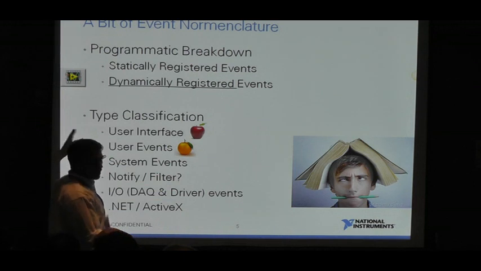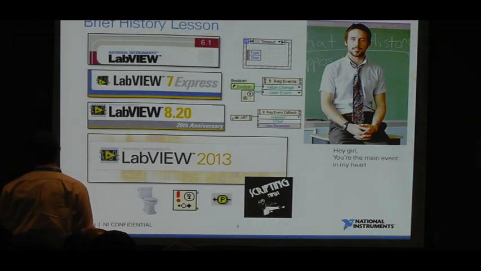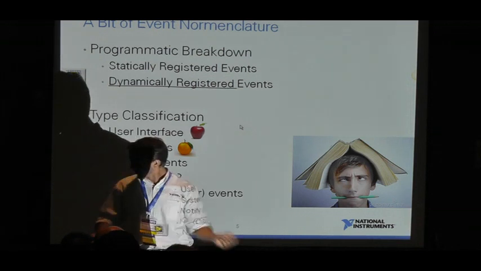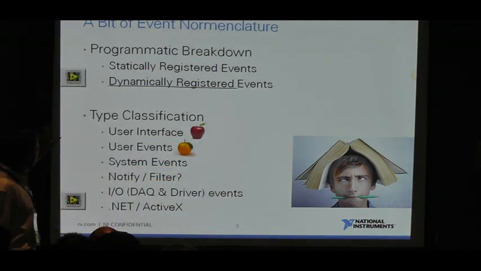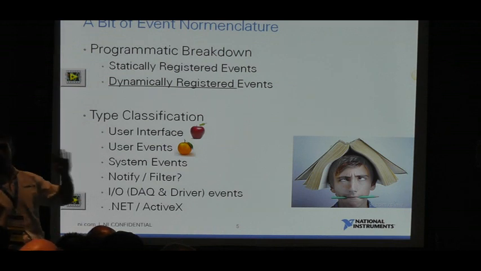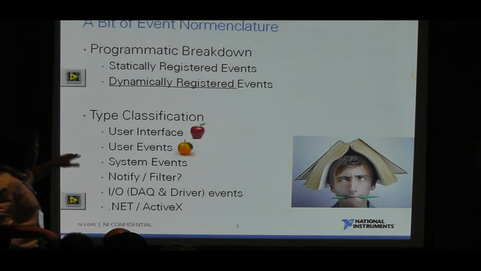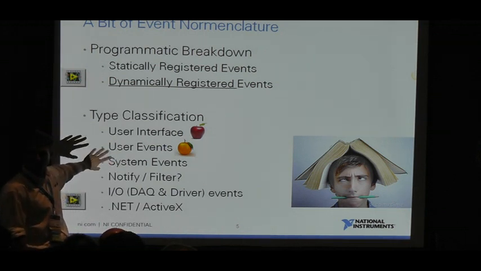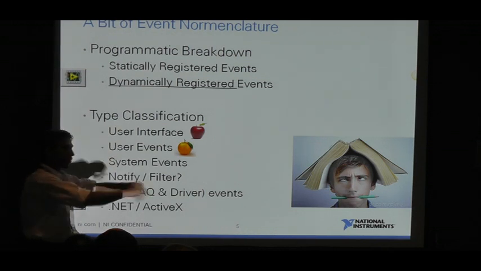Now we have this other idea of type classification. We have the user interface and user events. We want to make sure that we've got these down straight so when we're talking we know what's up. They are apples and oranges. These user events should almost just say programmatic events, but I think somebody in R&D said we can't call them programmatic events. So basic idea, this is user interacting with the system.